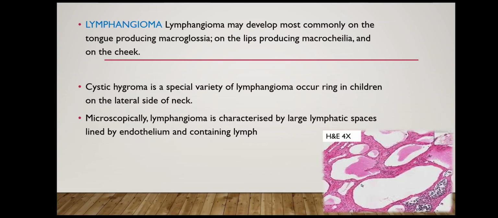Lymphangioma may develop most commonly on the tongue, producing macroglossia, on the lips producing macrocheilia, and on the cheek as well. The term given to the lymphangioma on the lateral side of the neck is cystic hygroma. Cystic hygroma is a special variety of lymphangioma where you can see multiple dilated spaces of the lymphatic cavity lined by endothelial cells, and the center of the lumen will be filled by lymph. Sometimes you can find lymphocytes as well, and intervening stroma will be very scant.